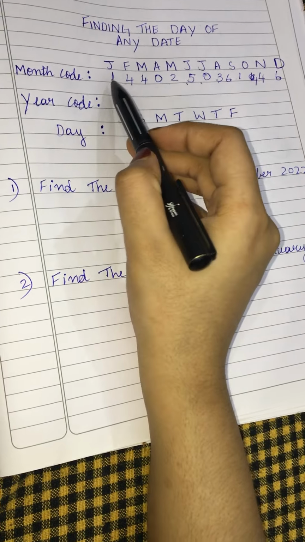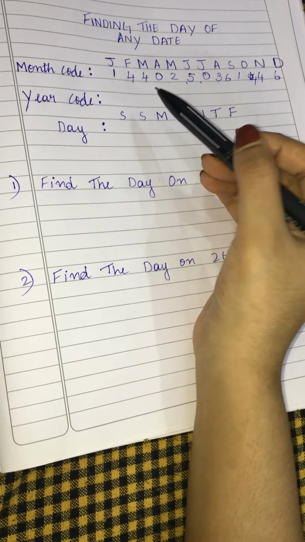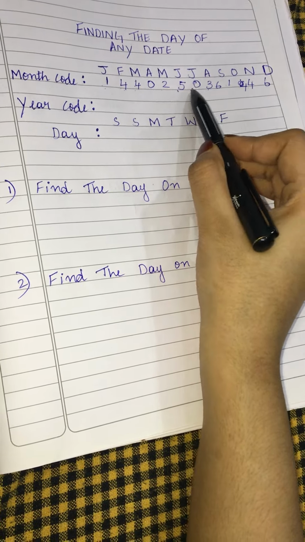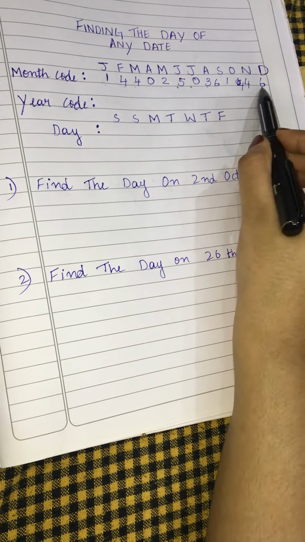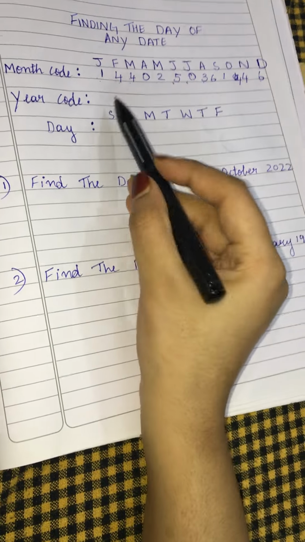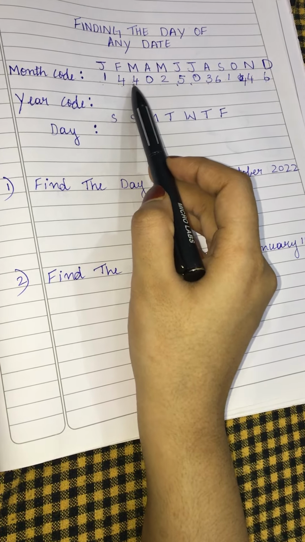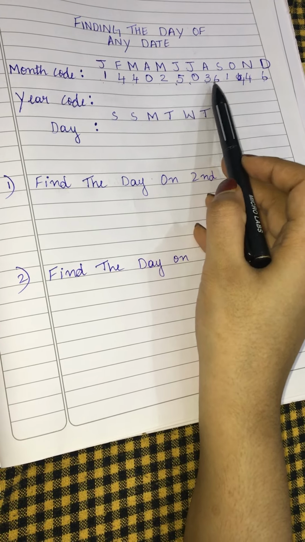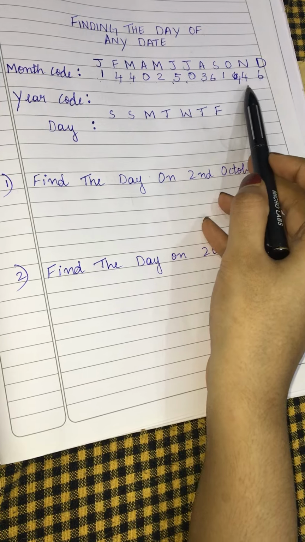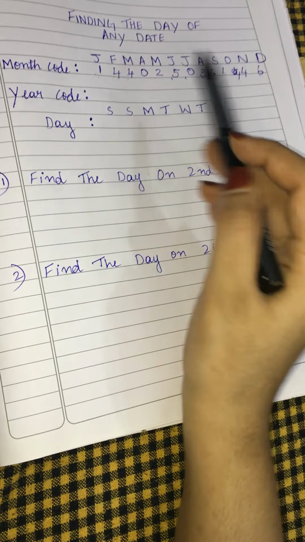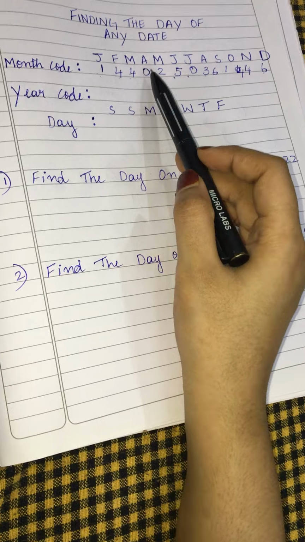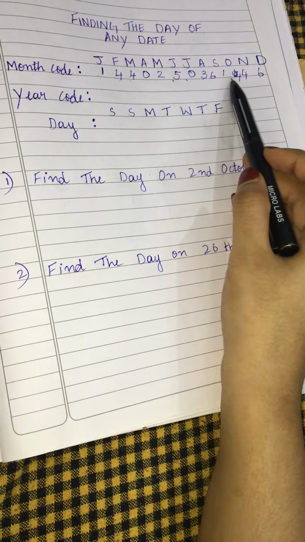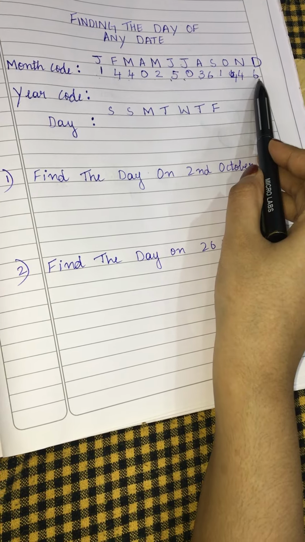How will we learn this code? It is very easy. See, 1 4 4 0 2 5 0 3 6 1 4 6. We'll learn this as a song, okay? 1 4 4 0 2 5 0 3 6 1 4 and 6.